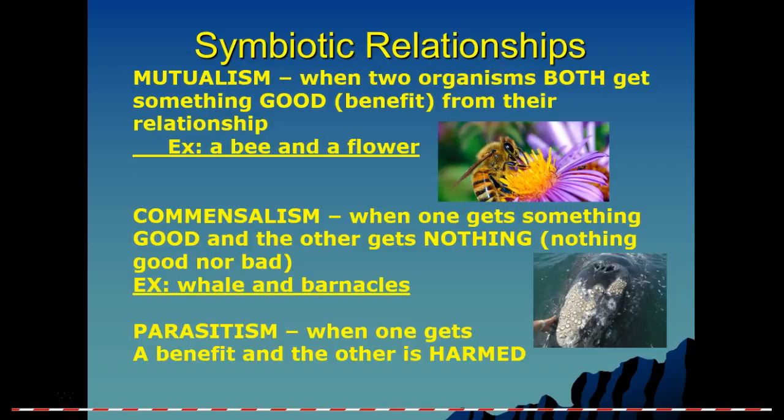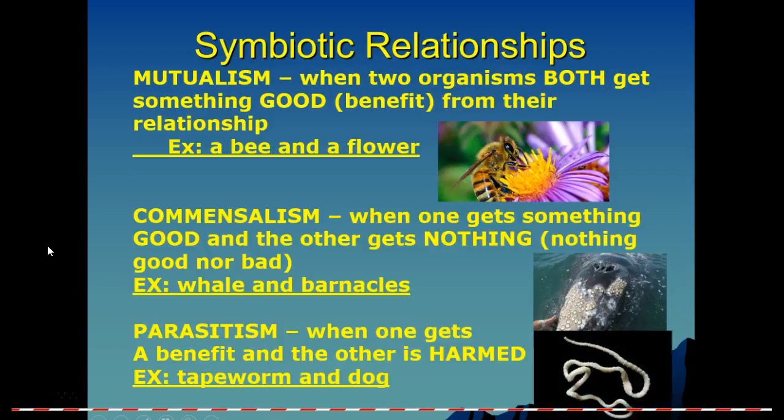Parasitism is when one organism gets a benefit and the other one gets harmed. That means it gets something bad. An example of this would be a tapeworm. Ew! Tapeworms get in your dog's intestines and they eat all the nutrients that your dog is supposed to absorb into its bloodstream. They can grow to be several feet, if not even yards or meters long. Gross. So now that we've seen what symbiotic relationships are, let's see if you know the difference between a symbiotic relationship and not.